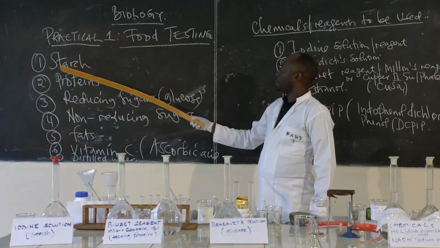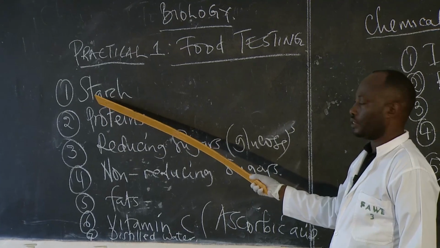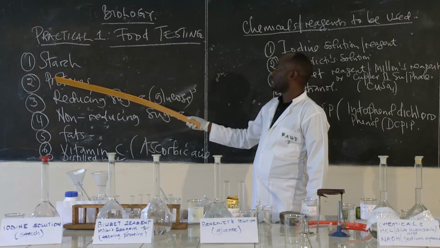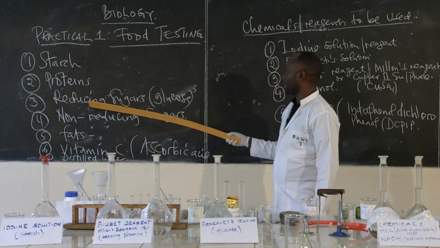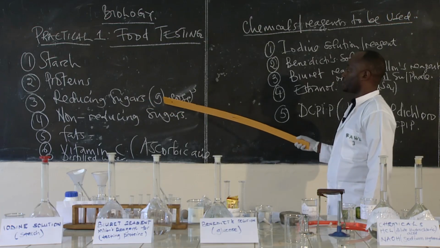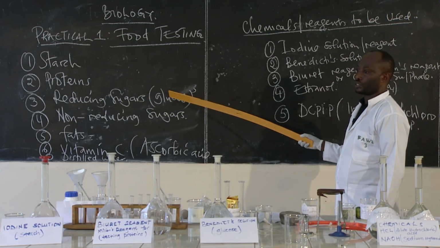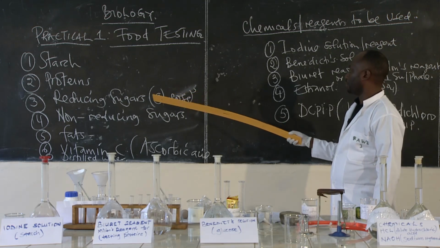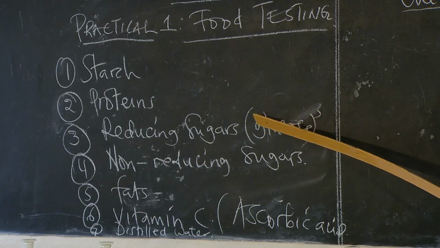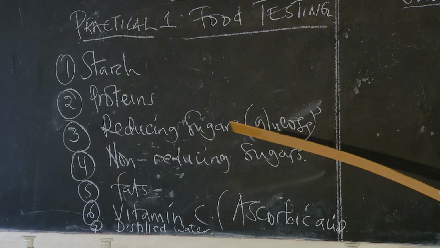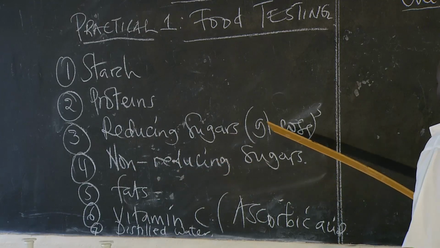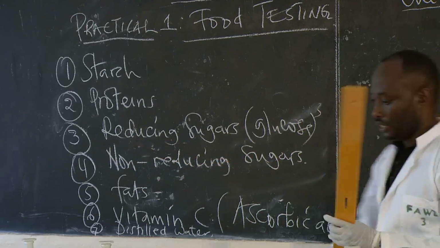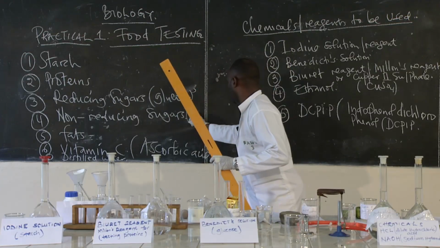Today, we're going to be discussing testing for starch, testing for proteins, and reducing sugars. Examples of reducing sugars are glucose, galactose, and fructose, but we're going to use glucose as an example. We're also going to test non-reducing sugars, and an example of a non-reducing sugar is sucrose.